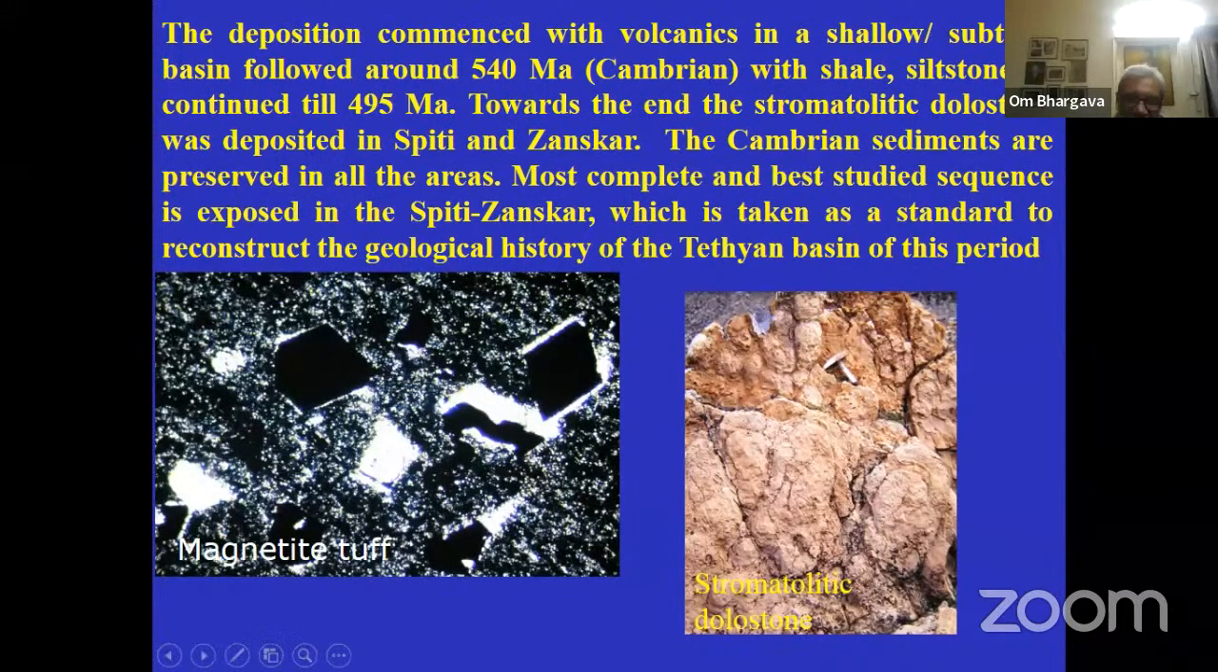It continued till 495. And initially, we get, as you see, the rifting gave magnetite tuff in the north. And we have Singi volcanics in Bhutan and Khewra trap in Salt Range. This is how the basin began. And then the deposition was mostly of clastics. And it's only towards the end that you have the stromatolitic dolostone deposited in Spiti and a very thick sequence in Zanskar. And the Cambrian sediments are present in all the areas, though in Nepal, probably much of it has been eaten up by the granites.